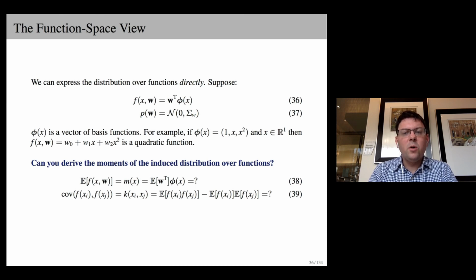We'll now consider the more general model class, where we have an inner product of a vector of weights w with a vector of basis functions phi. The entries of phi, for example, could be 1, x, x squared, x cubed, if we're considering a polynomial basis. We could alternatively consider a Fourier basis. This model class is quite general. And we'll place a Gaussian distribution over W with mean 0 for convenience and covariance matrix sigma W. Now I'd like you to pause the video for a second and see if you can derive the moments of the induced distribution over functions given by equations 38 and 39.